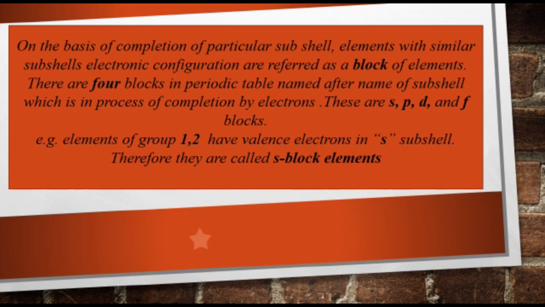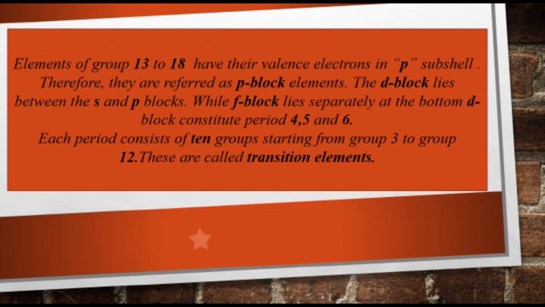Elements of group as shown in the example, elements of group 1 and 2 have valence electrons in S subshell, so they are called S block elements. Elements of group 13 to 18 have their valence electron in P subshell. They are referred as P block elements. Similarly, the D block lies between S and P block.